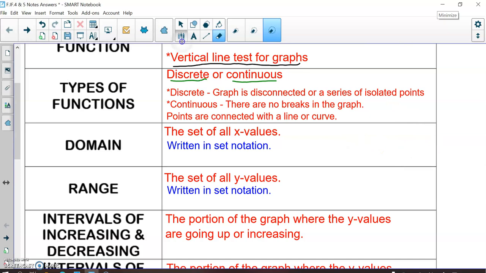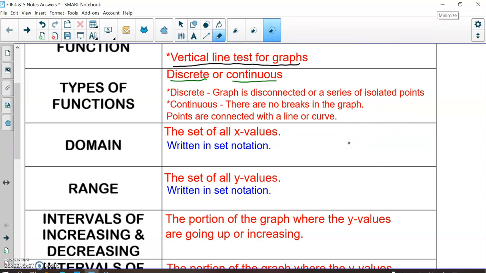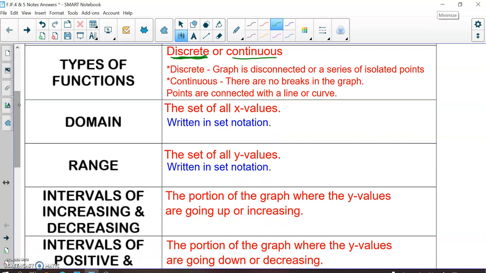What we've been dealing with are continuous graphs. Continuous graphs are when you have a graph that has no break in the graph and that points are connected with a line or a curve. So for example, if you had this coordinate plane and you had just a straight line going through a set of points, that would be a continuous graph. All right, and that's what we have been dealing with so far this year. Now again, we're not going to see discrete graphs until we get to statistics, where we'll look at some scatter plots.